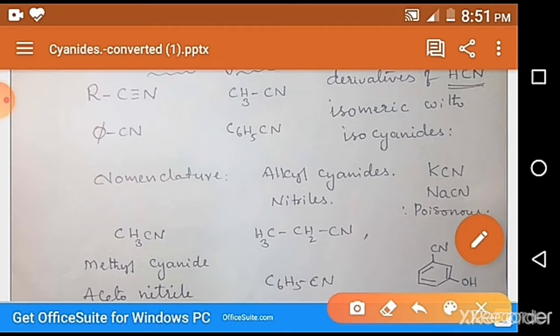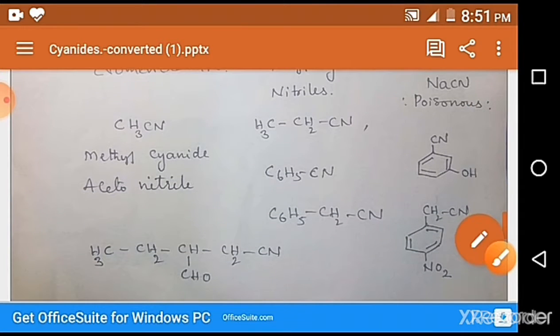In the same way, we give this name, this compound as propionitrile or ethyl cyanide. Then you see this compound.